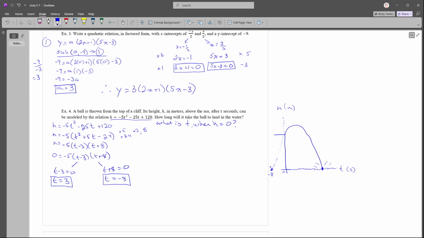Now, of course, that doesn't make any sense in the context of our question. So it's our job to reject impossible answers. So we are going to reject this response because it's impossible. So our t is equal to 3 is our correct answer. So therefore, it will take 3 seconds for the ball to hit the water.